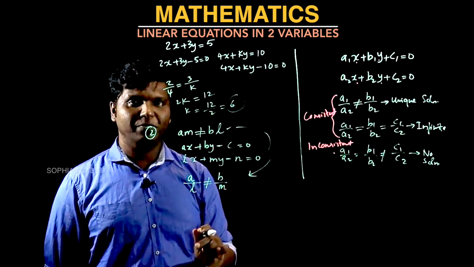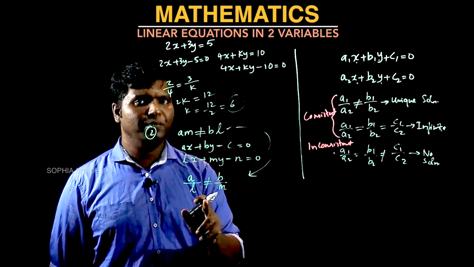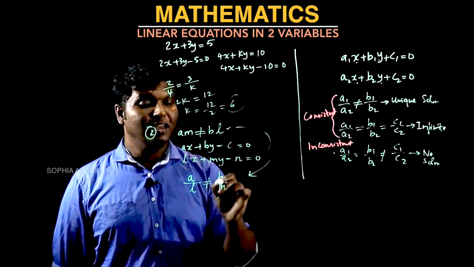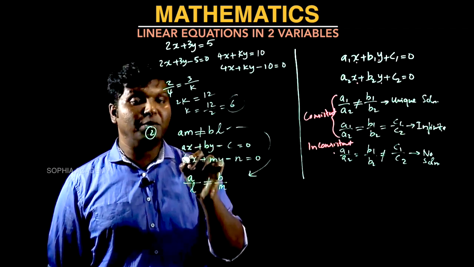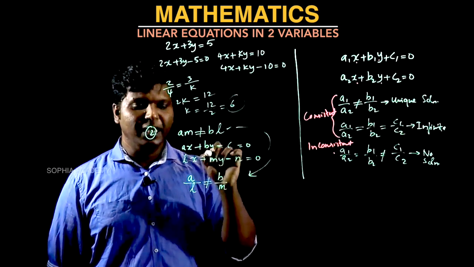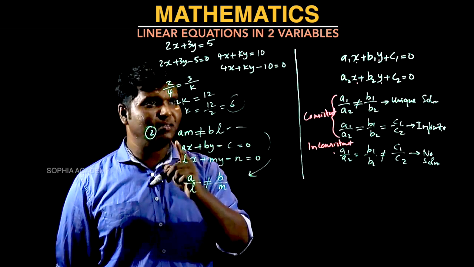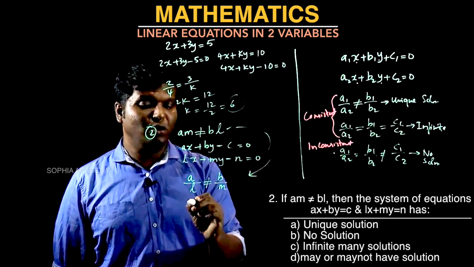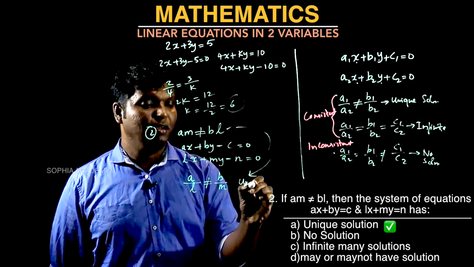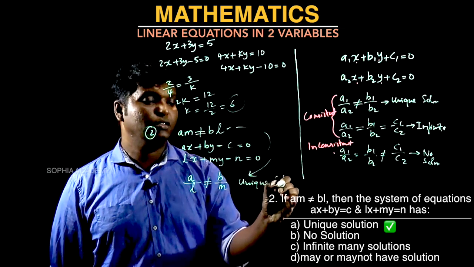That's not equal to. So which condition is this one? It's the first condition, right? A1 by A2 is not equal to B1 by B2. If this is the condition, then what will be the answer? It will have a unique solution, that's it. So we will go for the first choice. It will have a unique solution.